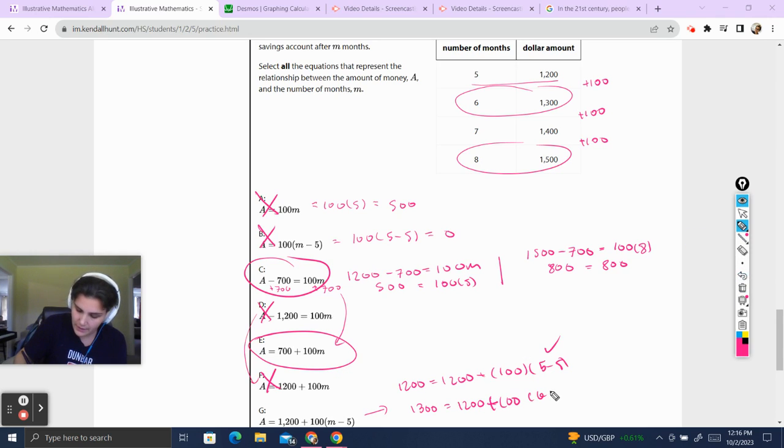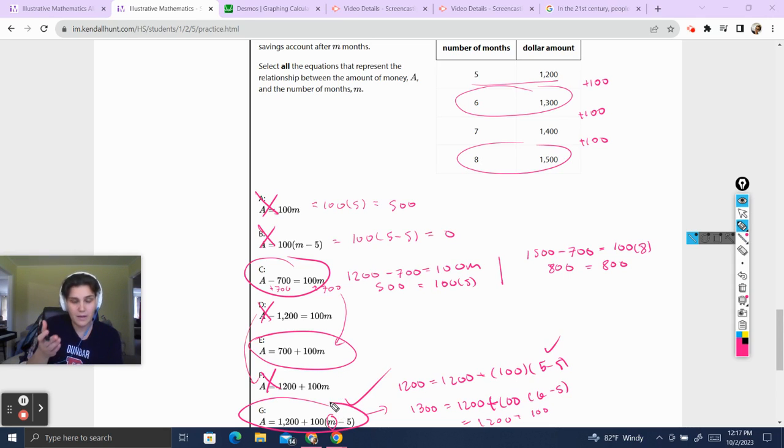I think sometimes talking and doing math and writing at the same time is tricky. So we have 1,200 plus 100 times 1 is going to give me 1,300. I think that is going to work because each time this M value is going to go up, and we're going to multiply it. So the first time we multiplied it by 5 minus 5, which is 0. The next month it's 6 minus 5, which is 1, which gets us $100. 7 minus 5 is 2, which is going to add on $200, which is that difference after 2 more months. So this one looks correct too.